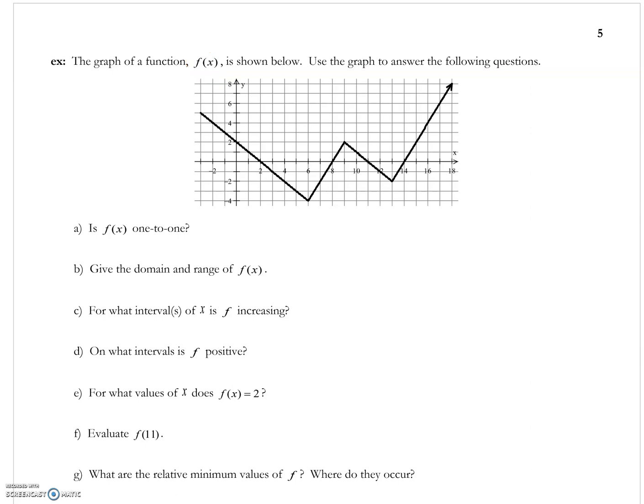So my first question, that's a review from last time, is f of x one-to-one? And remember, we test its one-to-oneness with the horizontal line test. So as I draw even just one horizontal line, bam, look at how many times that horizontal line goes through my function f of x, which means that it is definitely not one-to-one.